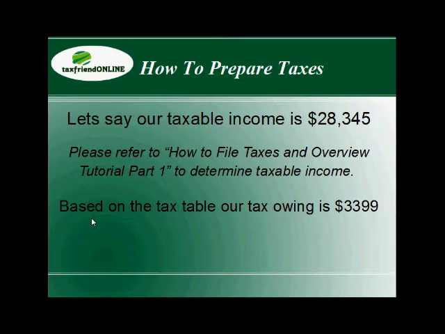Now let's say our taxable income is $28,345. And if you don't remember how to determine the taxable income, I'd advise you to refer back to my previous tutorial, How to File Taxes and Overview tutorial part 1. So, based on our tax table, our tax owing is $3,399.